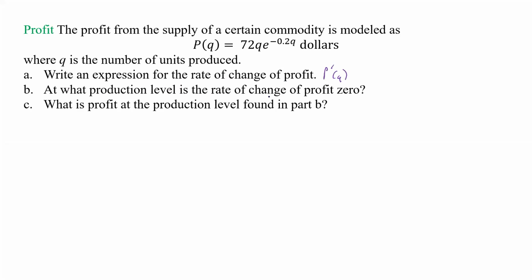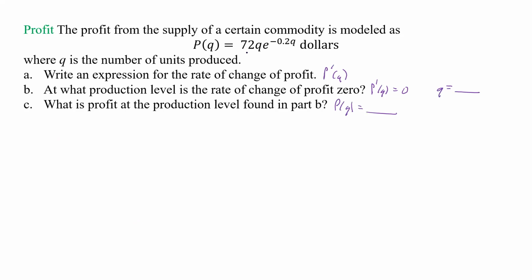And then at what production level is the rate of change of profit equal to 0? Then we're going to set P prime of Q equal to 0. And then what is the profit at the production level found in part B? Well, then we're going to plug in and find what P of whatever this is. So we're going to get Q equals something, and then we're going to plug it into P of Q and get some value. Okay, so that's kind of our plan.